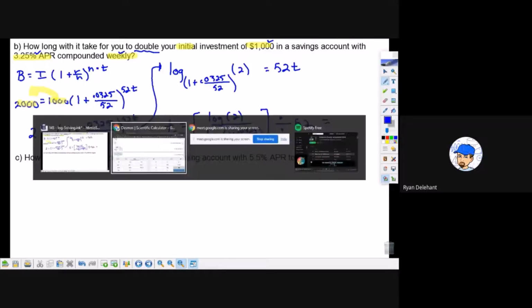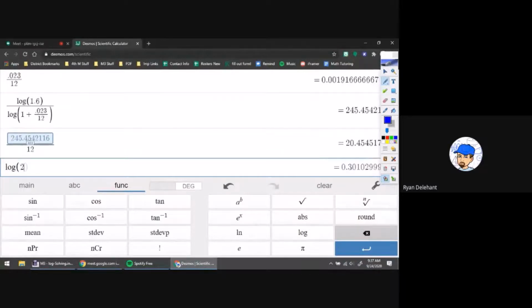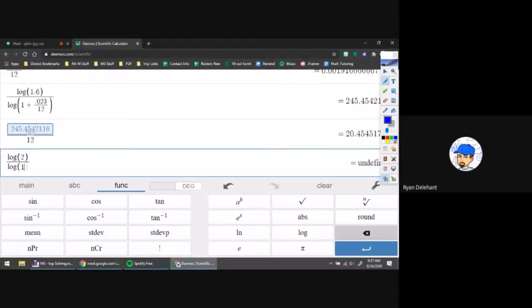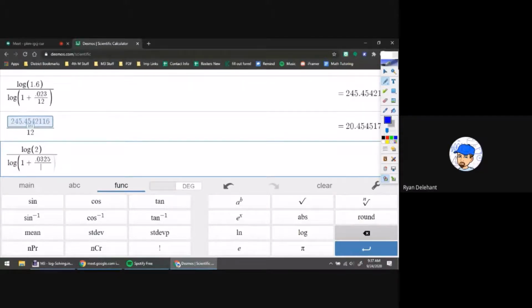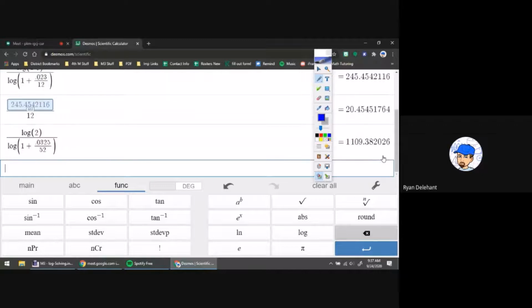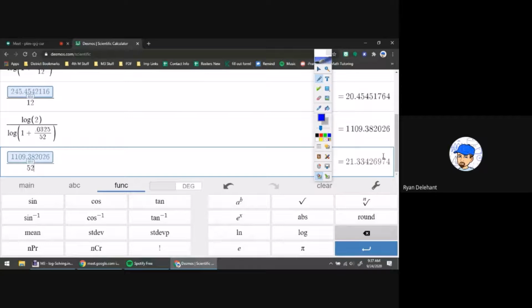So log of 2, we're going to divide that by the log of 1 plus 0.0325, highlight that number, and then hit divide over 52. And we have that. Again, that's something that I'd have to round. I don't want to worry about rounding that. So I'll hit enter, type in ANS, and then divide that by 52.